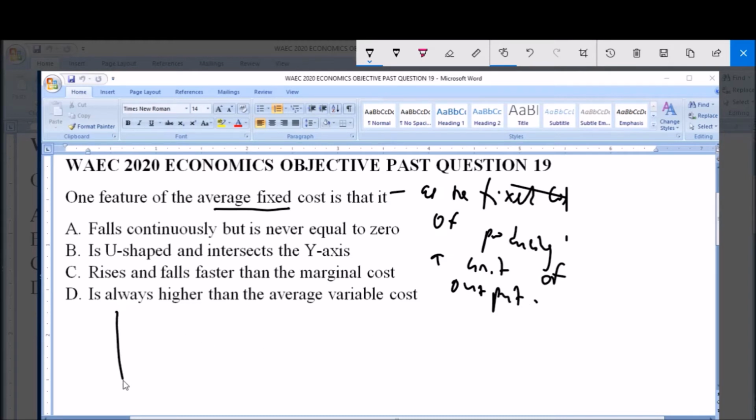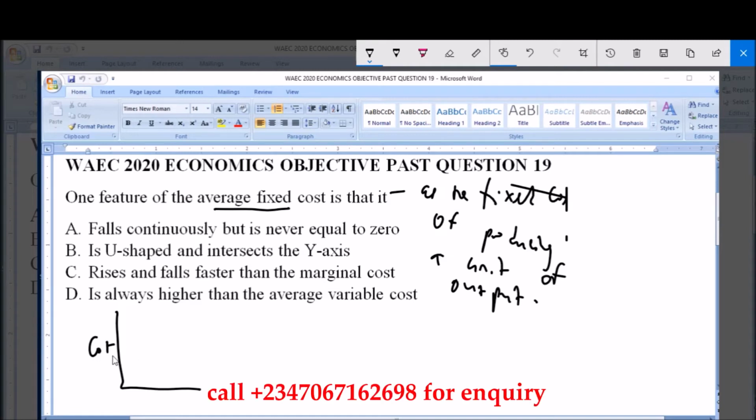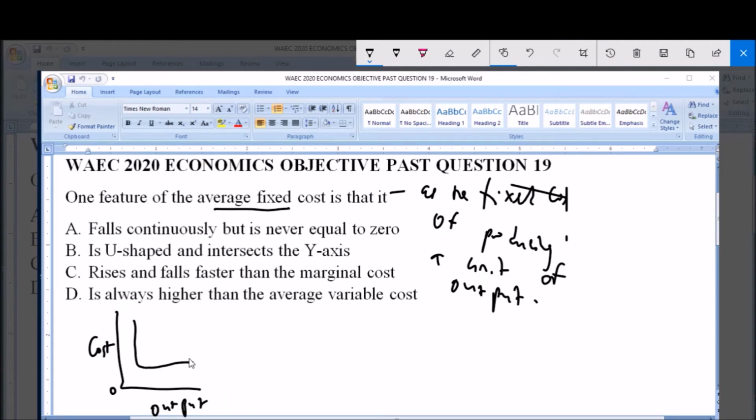Now on the graph, if it's plotted, a graph of cost against output, the curve looks like this: average fixed cost. From the curve you can observe that it falls continuously but never reaches the origin, never gets to 0. So falls continuously but is never equal to 0 is option A. Option A is the correct answer to this question.